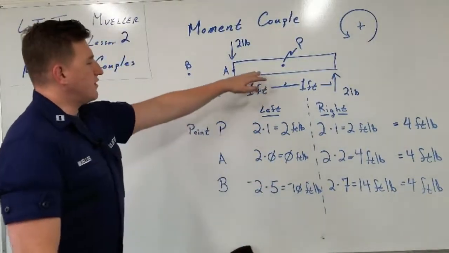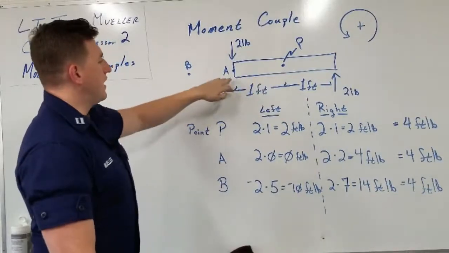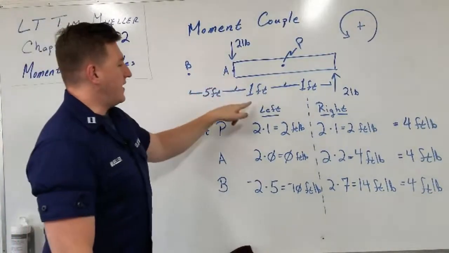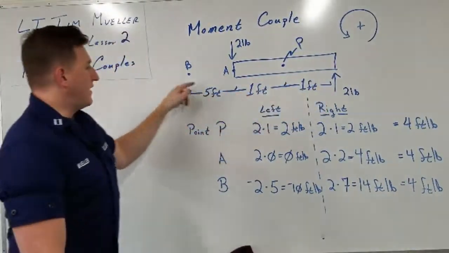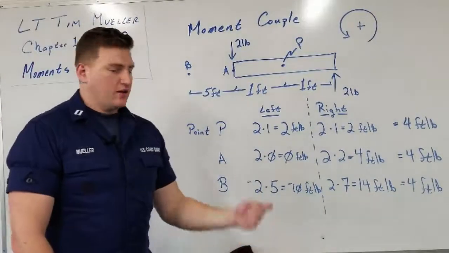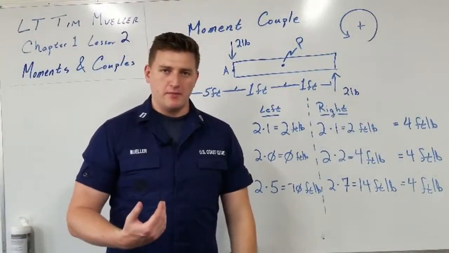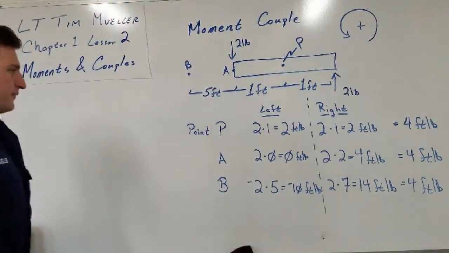Now we want to consider what the moment couple is about point P, about point A, and then point B. A is 1 foot away from P, as is the other side of the bar, 1 foot. And this B, this isn't drawn to scale, but B is 5 feet out. This is just to prove a point about moment couples. So B is all the way out somewhere around here.